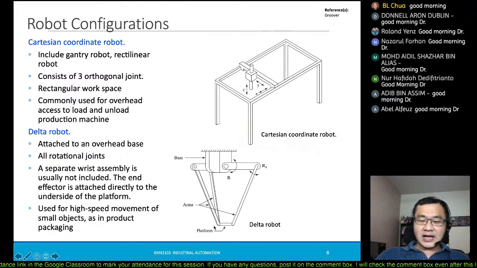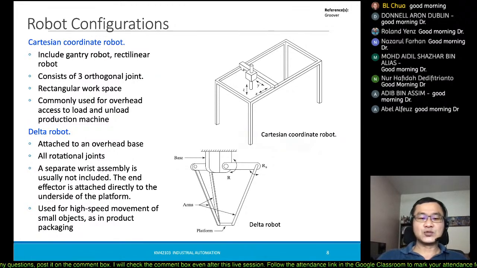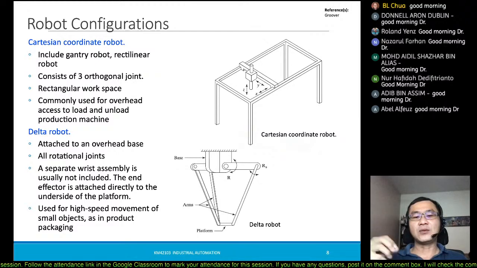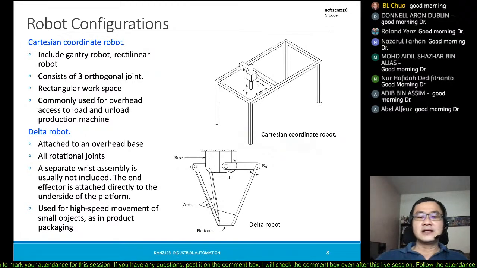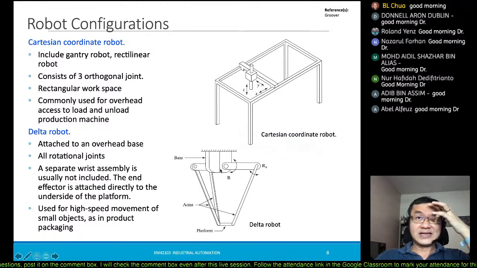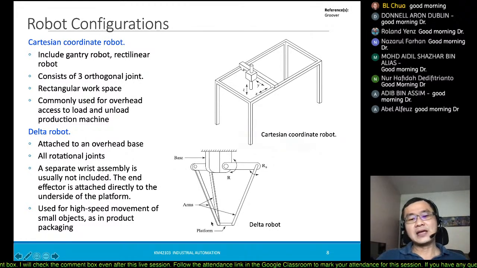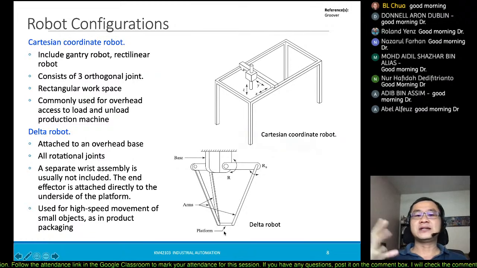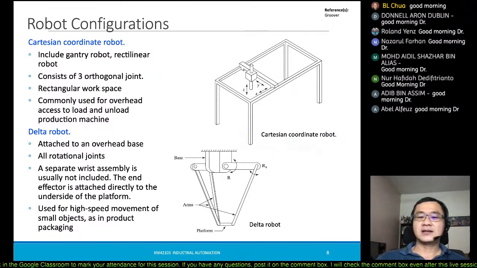So this Delta robot, again, would be useful for orientations as well as maybe small object placement in packaging, or putting components, which also involves very high speed movement. But since they are hanging, we don't expect a very high payload, meaning the object that you intend to lift up and put down may be just a small object.